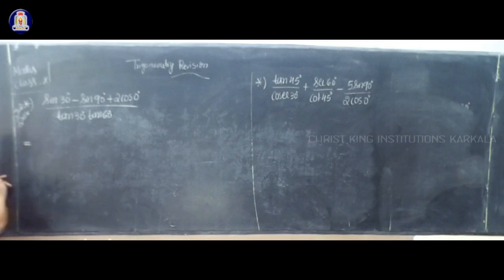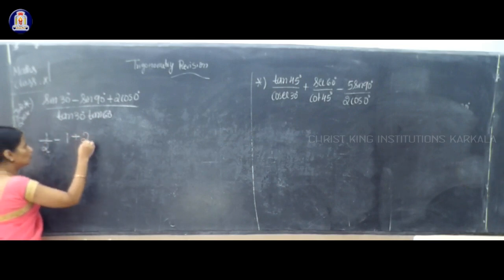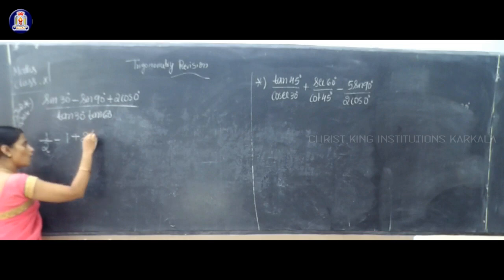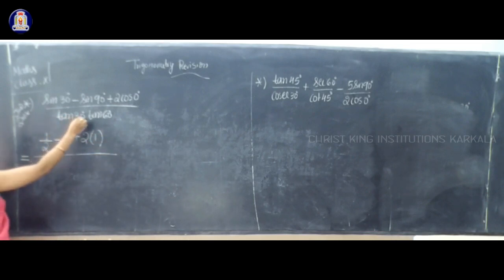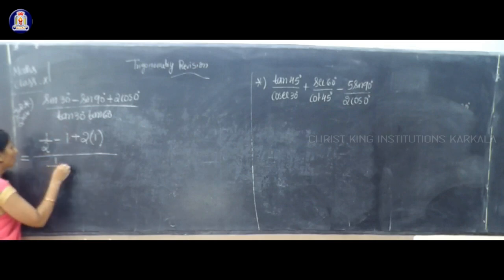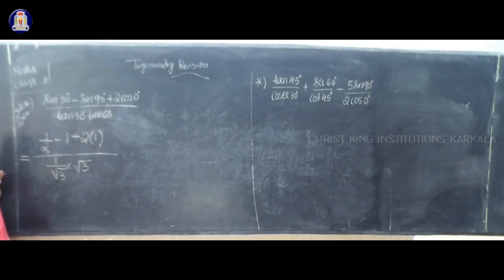Now substitution. Sin 30 degree, see the table. What is sin 30 degree? It is 1 divided by 2. Next, minus sin 90 degree. What is the value of sin 90? Sin 90 is 1. Next, plus 2 cos 0 degree. Cos 0 is 1. Whole divided by tan 30 degree, which is 1 by root 3, into tan 60 degree, which is root 3.